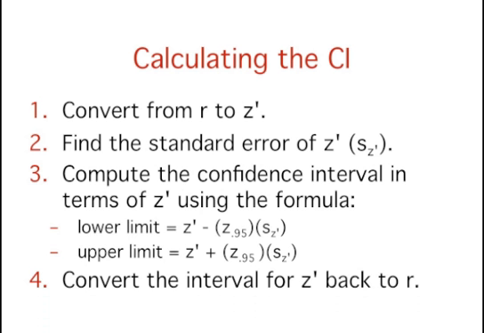The calculation of the confidence interval involves the following steps. First, convert from r to z prime. Second, find the standard error of z prime. We write this as s sub z prime. Third, compute the confidence interval in terms of z prime using the formula shown. The notation z sub 0.95 means the value of z to be used in a 95% confidence interval. It is equal to 1.96. Finally, you convert the interval in terms of z prime back to Pearson's correlation. You usually do this with a computer program.